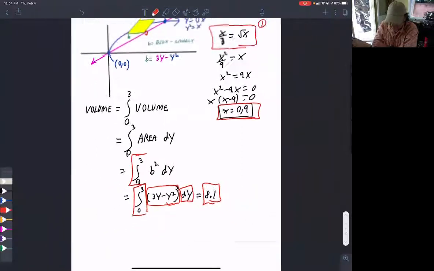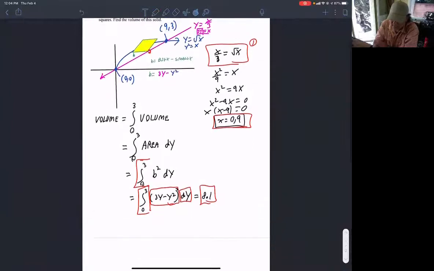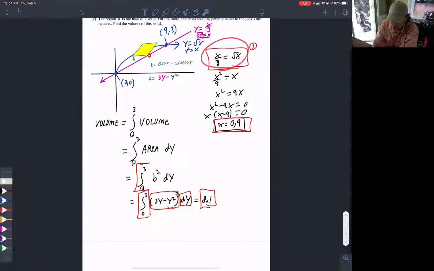So that's the breakdown of this problem. 1 point for setting the functions equal to each other. 1 point for finding the intersection point on a calculator. You can let your calculator do that. 1 point for knowing to integrate from 0 to 3. 1 point for knowing the area of your shape. Probably 1 point for knowing it's dy and 1 point for the answer. So that's kind of a breakdown of how this would work on my test.